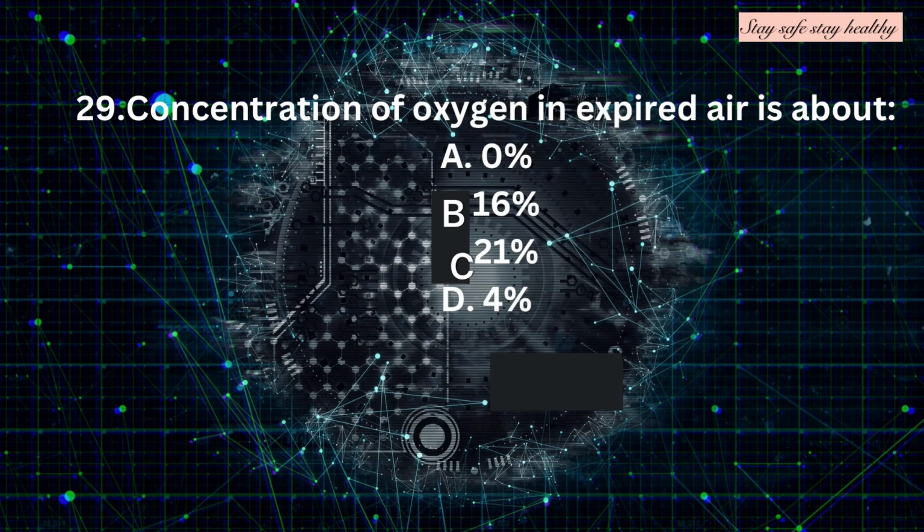Concentration of oxygen in expired air is about A 0%, B 16%, C 21%, D 4%. Guess the answer. Yes, it is B 16%. Inhaled air contains about 21% oxygen. The composition of exhaled air is nitrogen 78, oxygen 16, carbon dioxide 4 to 5.